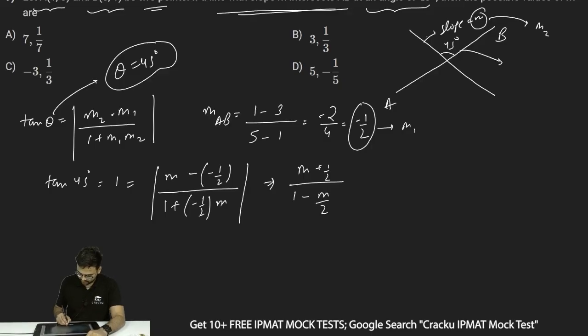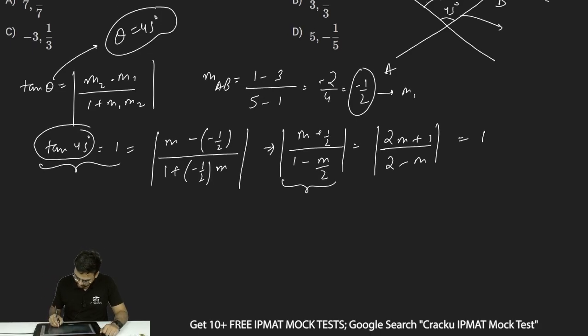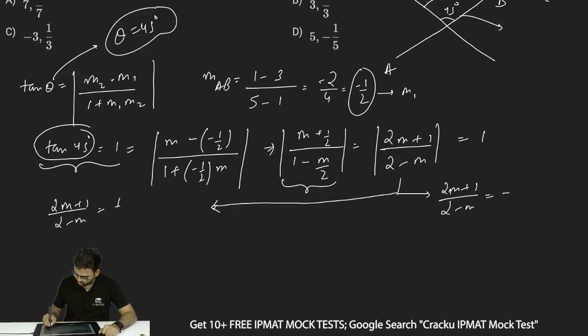So I can further write this as m plus 1 by 2 divided by 1 minus m by 2, or if I have to further simplify this I can write it as 2m plus 1 divided by 2 minus m, the whole mod. This is equal to 1, because tan 45 is ultimately 1. So 2m plus 1 upon 2 minus m, the whole mod, is equal to 1. Now there are two cases possible, which is either 2m plus 1 upon 2 minus m is equal to 1, or 2m plus 1 upon 2 minus m is equal to minus 1.